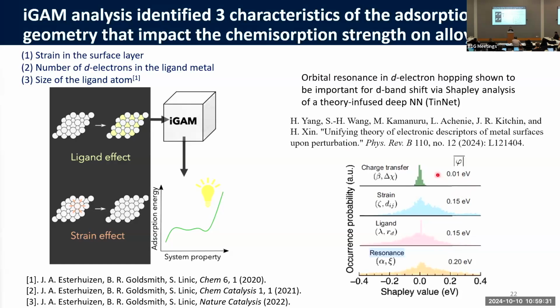So the takeaway here is a distribution of Shapley values, and this is the average Shapley value. Charge transfer was not important, and I believe there's spectroscopic evidence for this being true also, so that makes sense. Strain and ligand effects were quite important similarly, but then this resonance effect, which has been largely overlooked, was also very important. So I believe that these types of methods can be used for other types of catalysis problems, other types of systems.